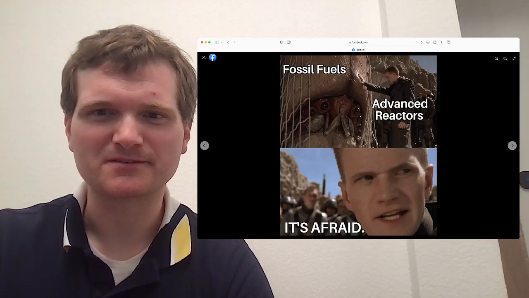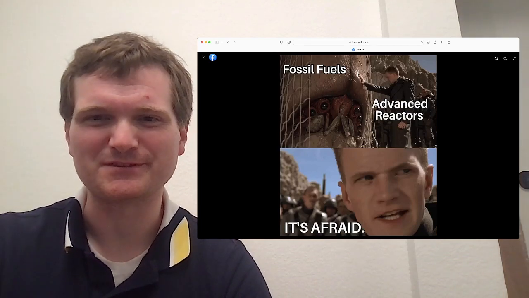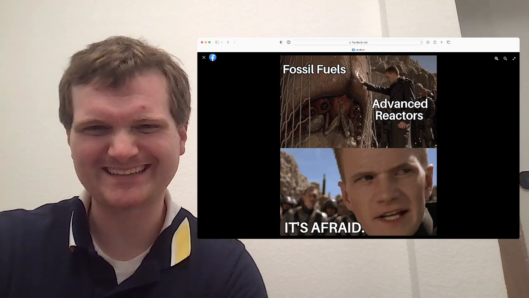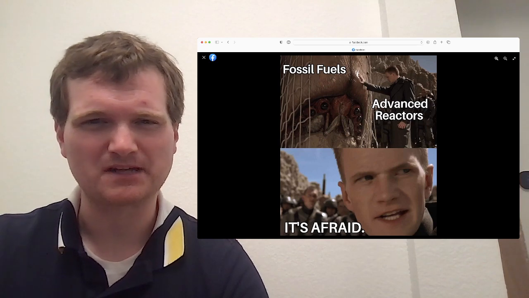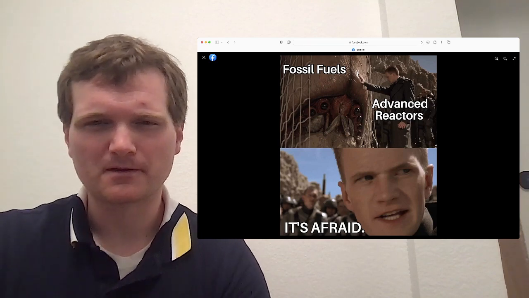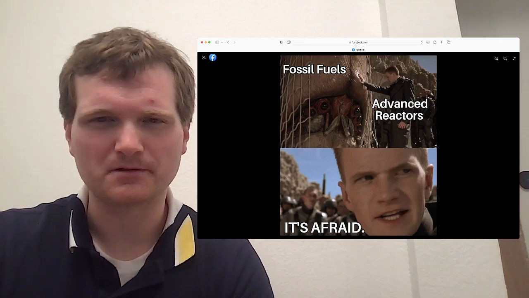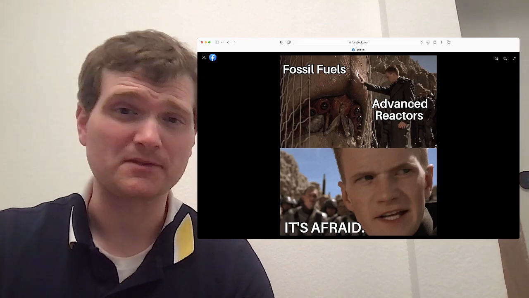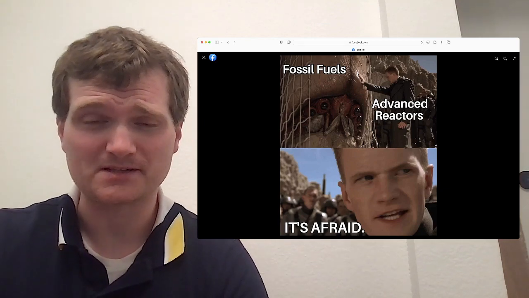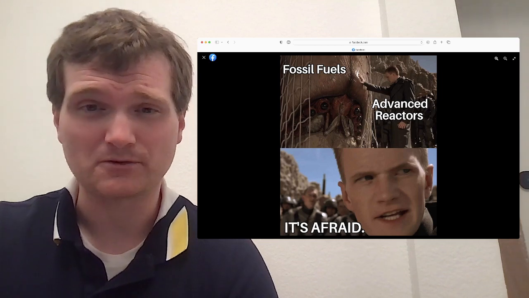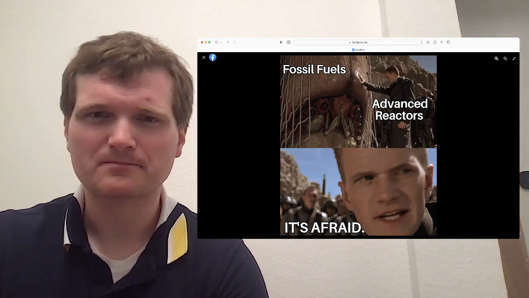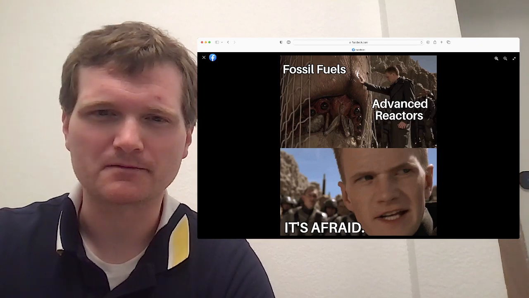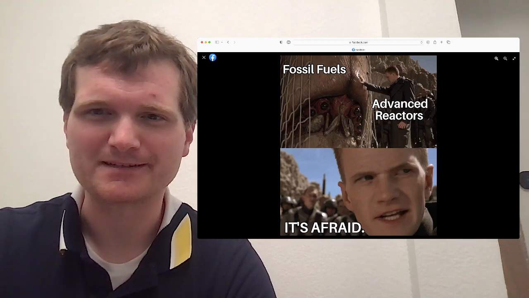Fossil fuels, advanced reactors. Okay, here's one against fossil fuels. Yes, advanced reactors. I think they're pointing out small modular reactors, just because they're more scalable and flexible. It doesn't mention advanced. I would argue that any reactor is advanced relative to 200 year old fossil fuels, but you know, that's open to debate on a few things like that.